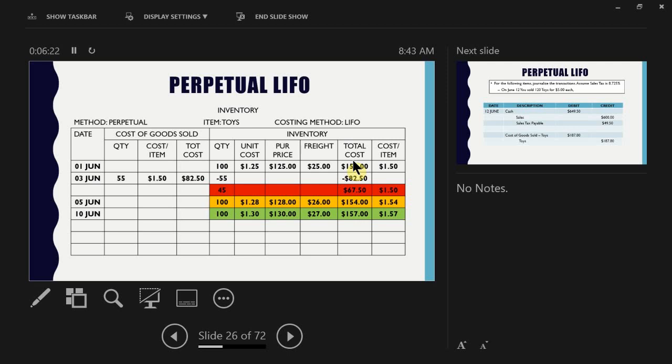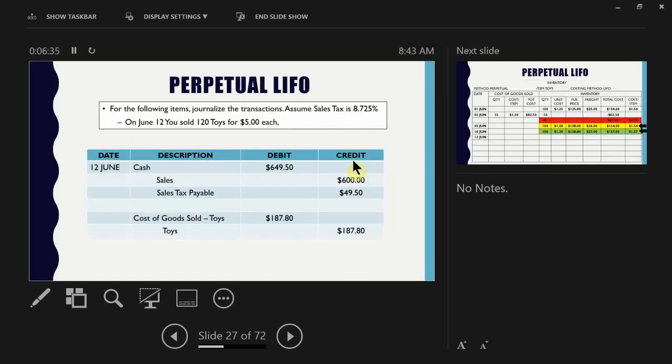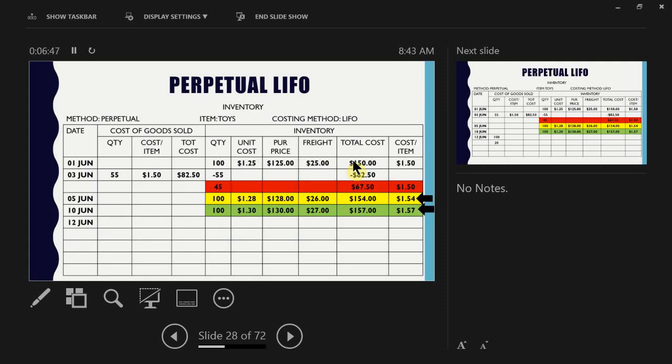And this one, you actually have to really keep track of your items, because every time you make a purchase, that means with LIFO, that one's the first one you're going to get rid of. Okay? So here on June 12th, you sold 120 toys for $5 each. So we sold 120. If we come here, we notice that our green batch is going to be 100, and then we have to dip into our yellow batch.